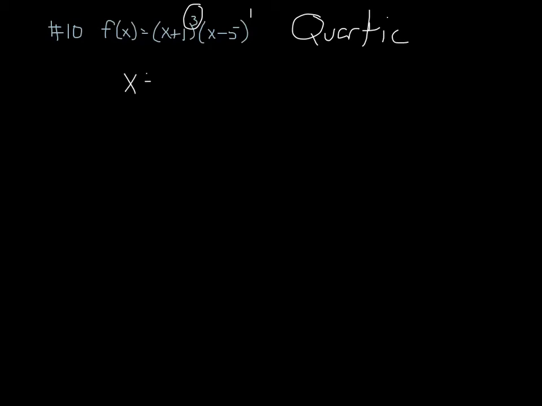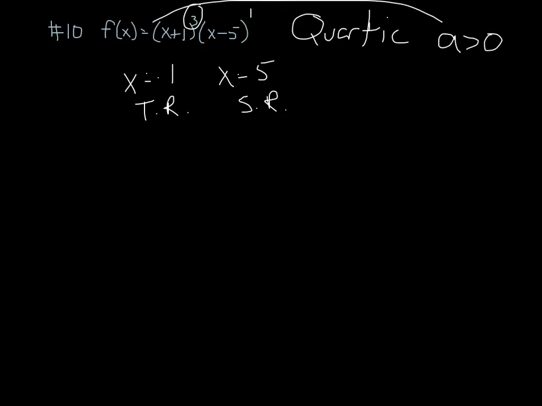X could be -1, and he is a TR, a triple root. X could be 5. He is a SR, a single root. So it's just going to cross there. A, make your note, A is positive. So quartics, both arrows face up again. Both arrows face up. All right, let's check this dude out.